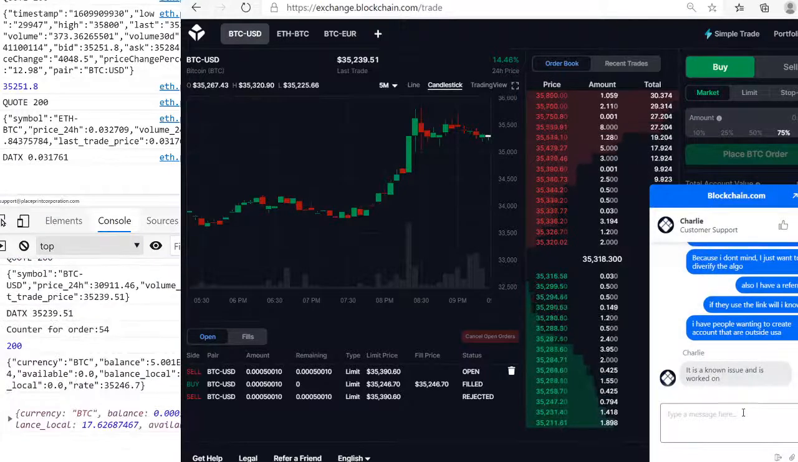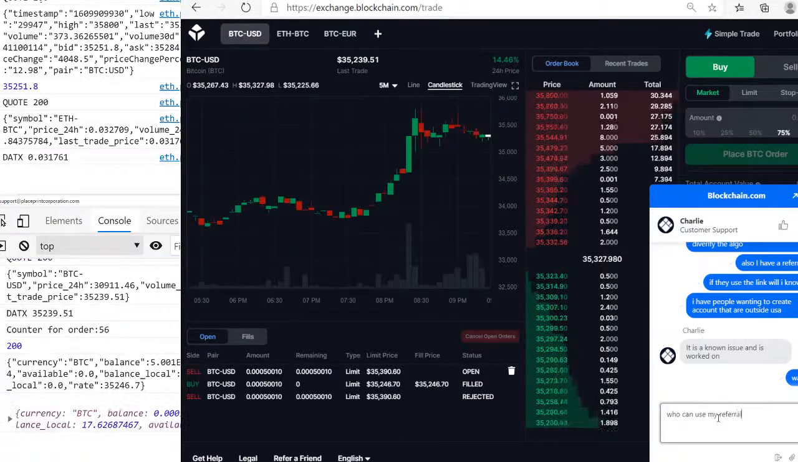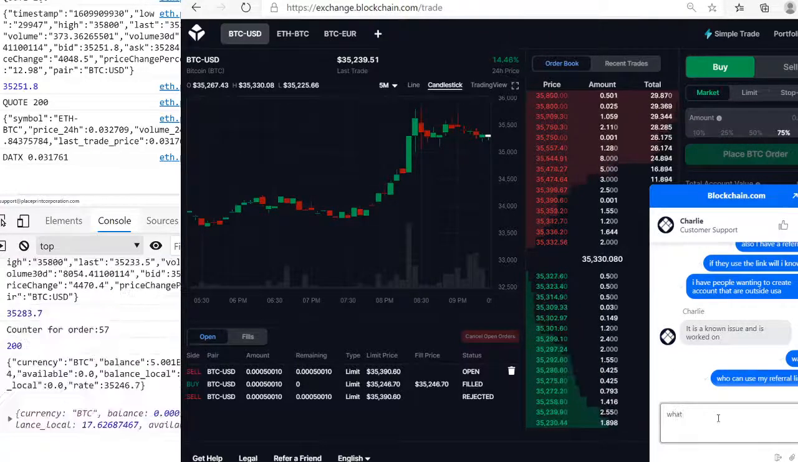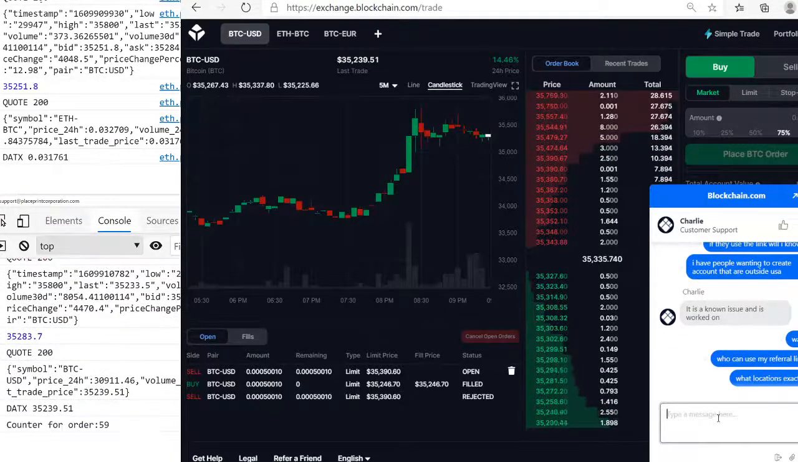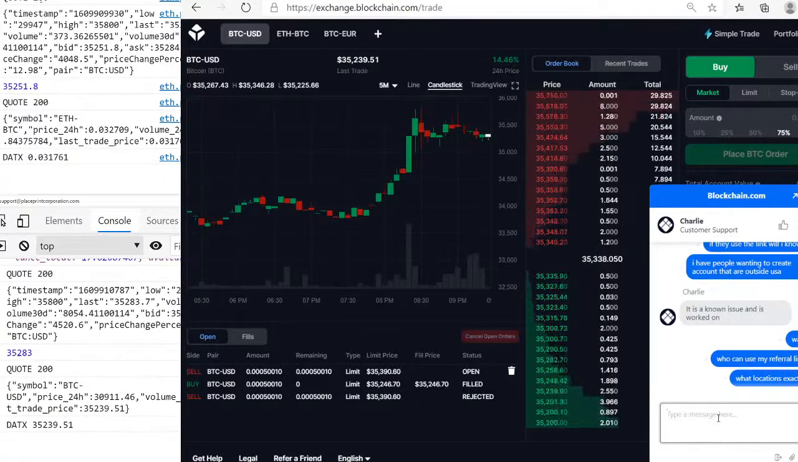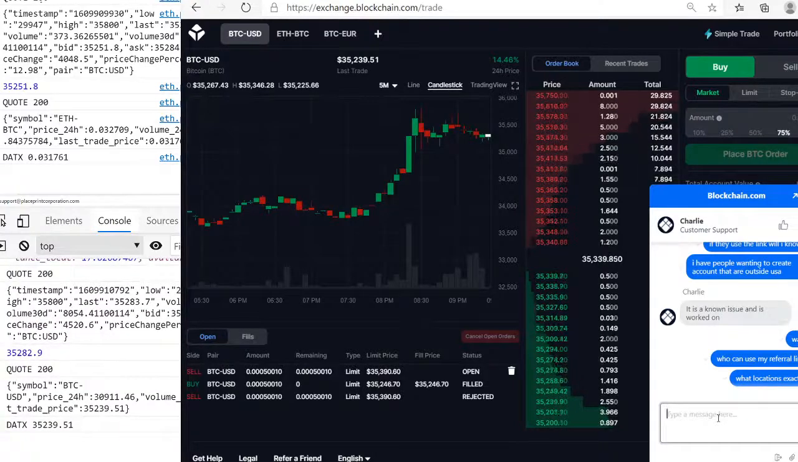Wait, who can use my referral link? What locations exactly? Juan just said he would run this on a Raspberry Pi 4. What I run it on is just my server, a cPanel, $4 a month. You just run it in shell, super easy, for maybe even cheaper. Shared, you could get it for $8 a month.